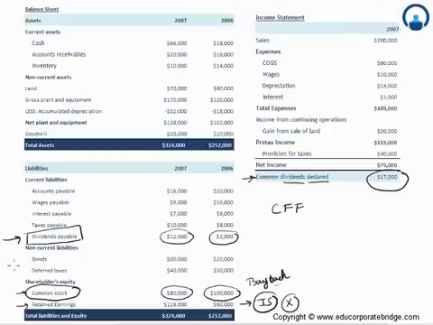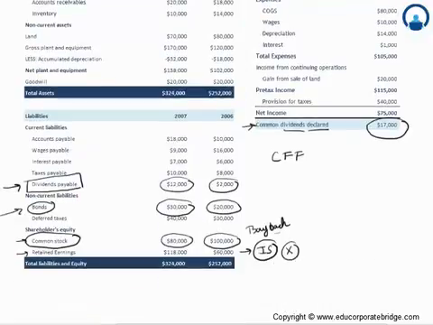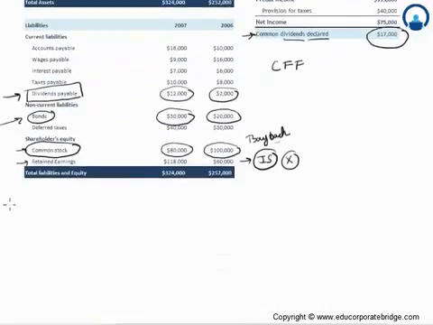The other part of financing is related to the bonds. So what happens with the bonds? We probably are looking at a case where there was an issuance of bonds. So bonds have increased from 20,000 to 30,000. So let's jot these scenarios down to calculate the cash flow from financing.